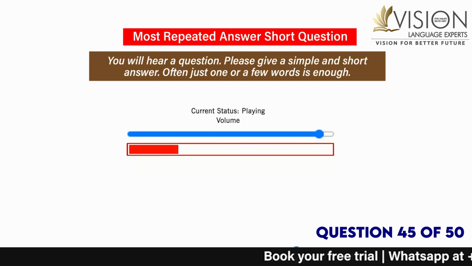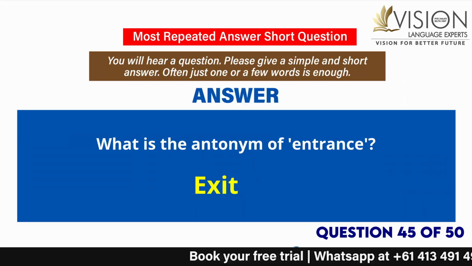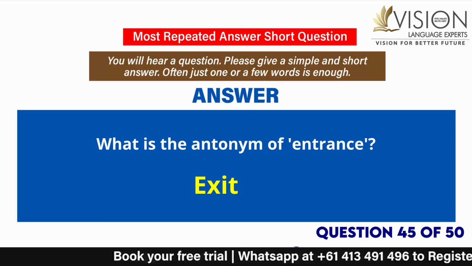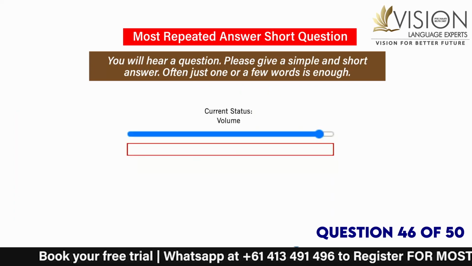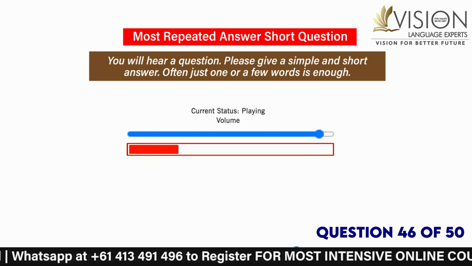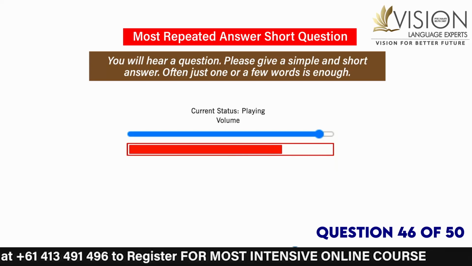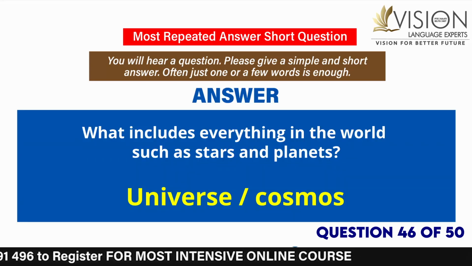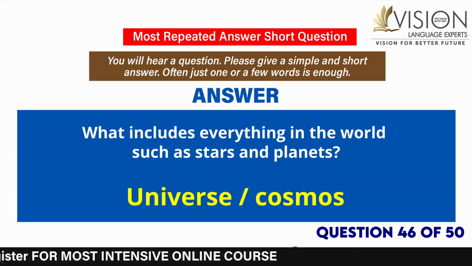What is the antonym of entrance? Exit. What includes everything in the world such as stars and planets? Universe, cosmos.